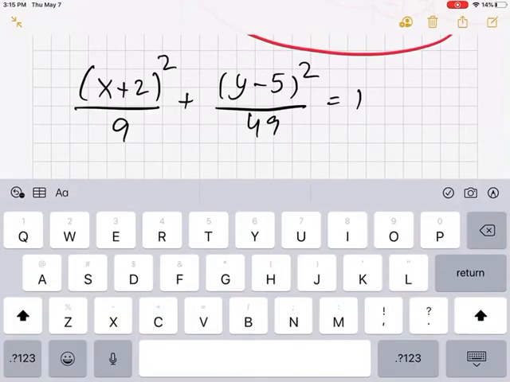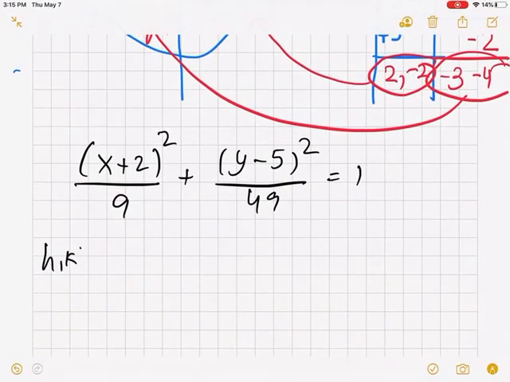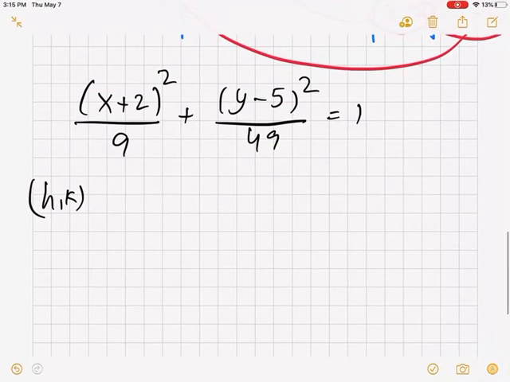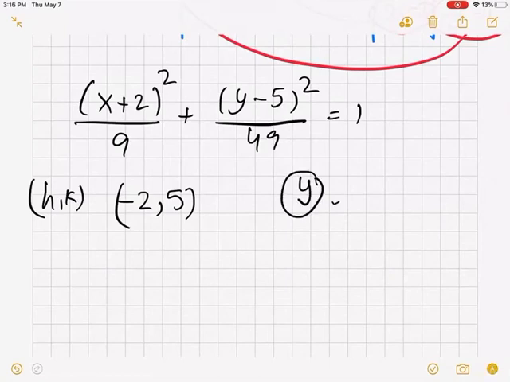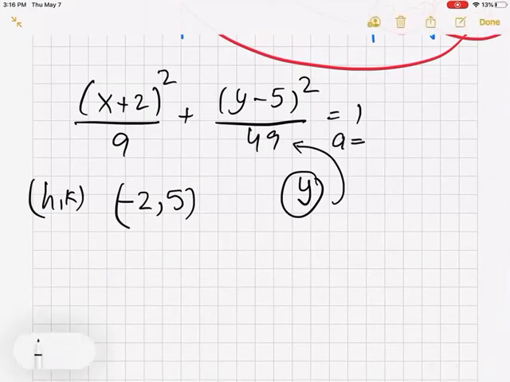What's the center point? Center point is h and k. What is that? It's -2 and +5. Which one is the major axis? Y is the major axis, because the bigger number is under that. What's your a value? Remember, first thing I would solve for a and b. A would be 7. What's the b value? It's going to be 3.